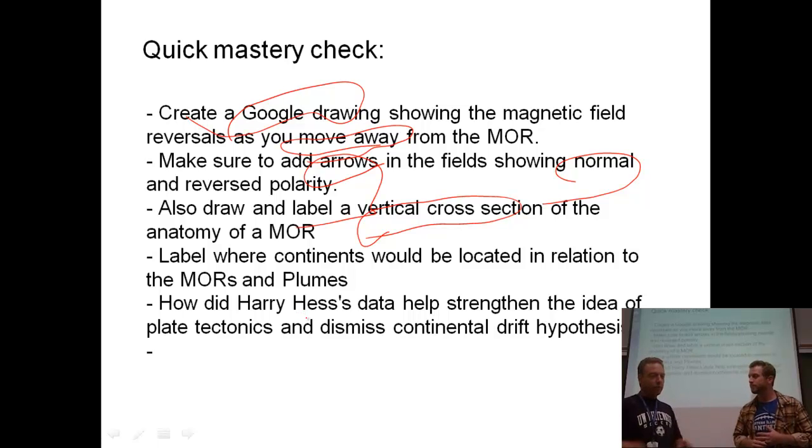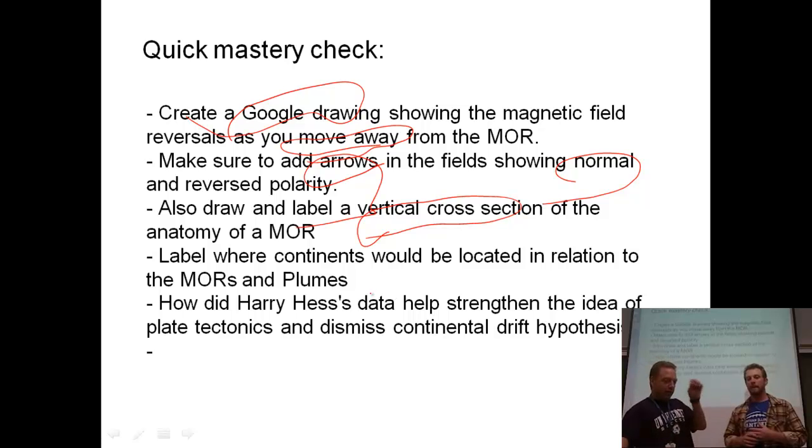So it sounds like they're going to have a pretty detailed Google drawing with a lot of little things. If they had a hard time putting it on one image, could they make a little one to the side? You could do a couple extra little drawings in there to help it out. Yeah, absolutely. And then finally, how did Harry Hess's data help strengthen this idea? So there should be a little writing in there too? A little bit of quick writing just to tell what he did and how it helped prove or solidify this theory of continental drift.